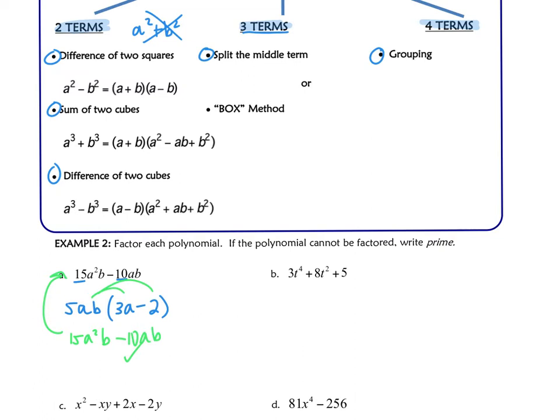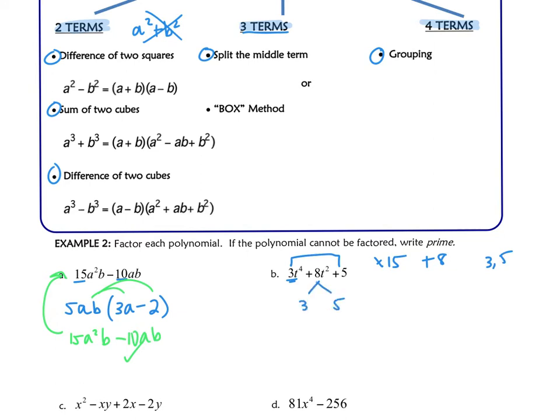Okay, in B, is there a GCF I can take out? No, just a 1. Then I need to ask myself, what kind of factoring is this? 3 terms is going to be split the middle. Don't forget this 3 out in front. So I'm looking for 2 numbers that multiply to 15 and add to 8. Hopefully we can tell that that's 3 and 5. So this middle term is going to split to be 3 and 5.